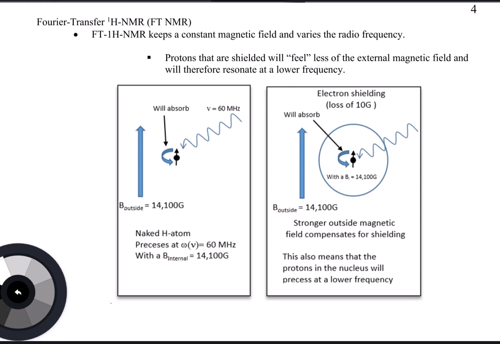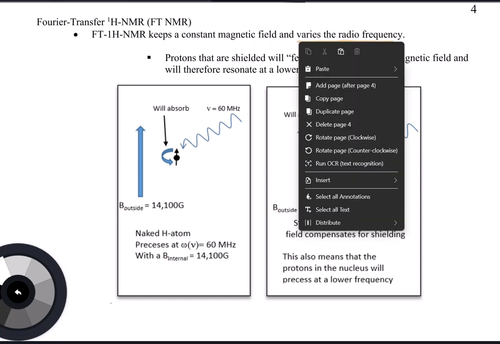Now in FT NMR, it's different than CW in two ways. The radio frequency and the magnetic field are different. So in FT NMR, we keep a constant magnetic field, which it turns out is much easier to do than varying it. And it's much simpler to vary the radio frequency.